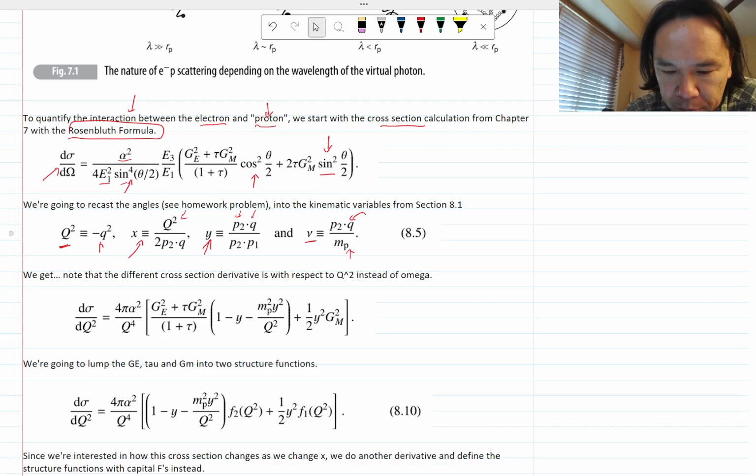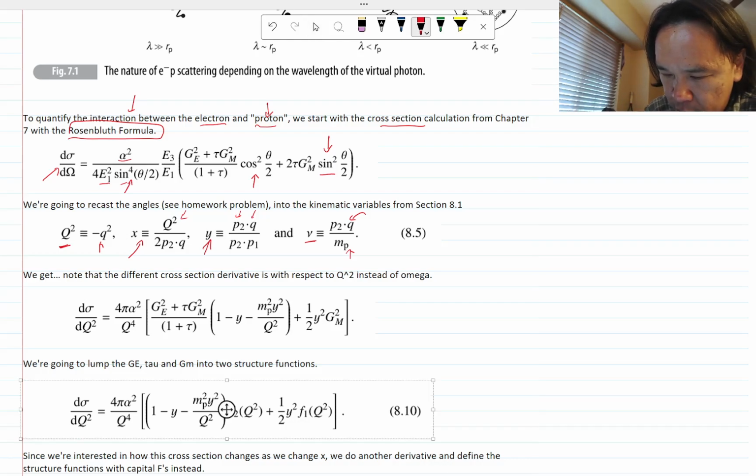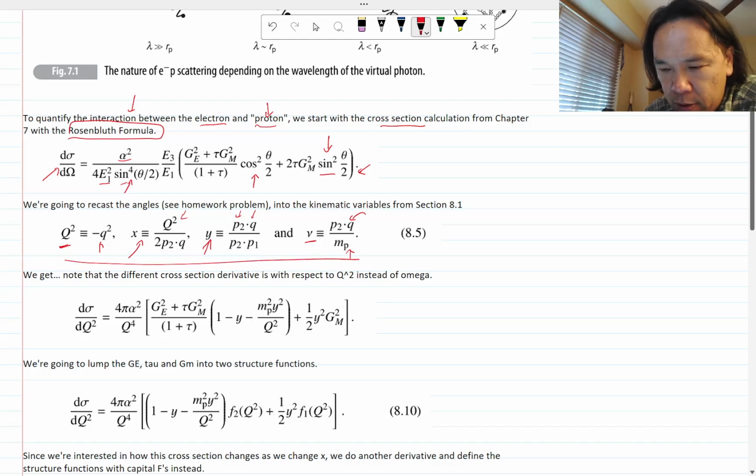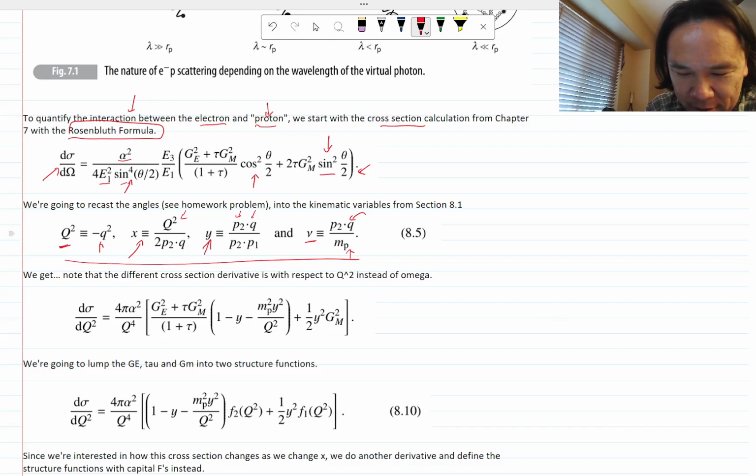Okay. All right. So what we're going to do is recast the Rosenbluth formula into these kinematic variables that we just defined last section. And there's a long homework problem to do this because it's going to take like an hour if I try to do this in a lecture.